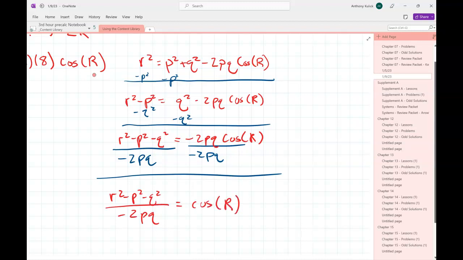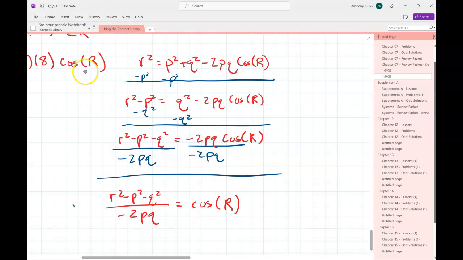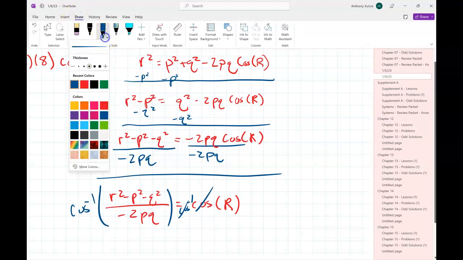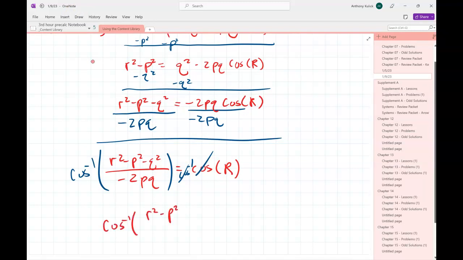Then how do we get rid of that cosine in front of the R? Cosine inverse. Excellent. So we have that cosine inverse of R squared minus P squared minus Q squared over negative 2PQ is equal to R. Everybody's cool there?